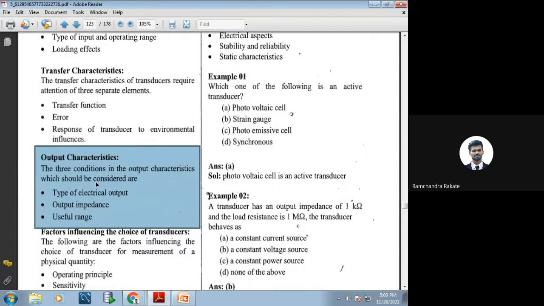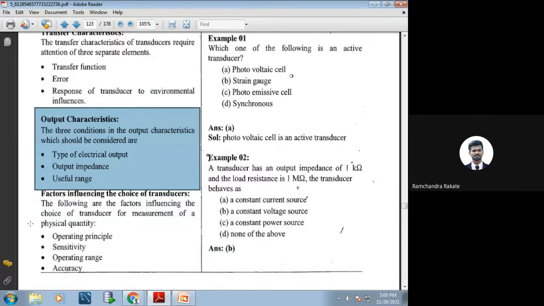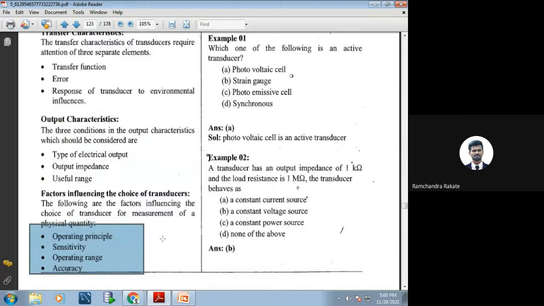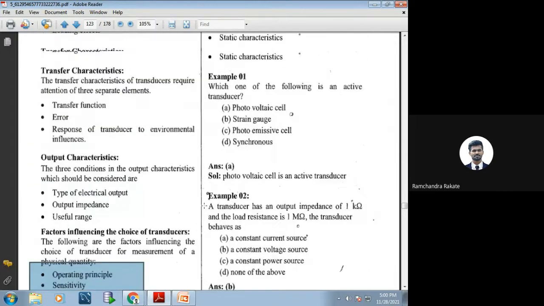The three conditions in the output characteristics we should consider are the types of electrical output, output impedance, and useful range. Then we look at the factors influencing the choice of the transducer. The following are the factors influencing the choice of transducer for the measurement of a physical quantity: operating principle, sensitivity, operating range, and accuracy.